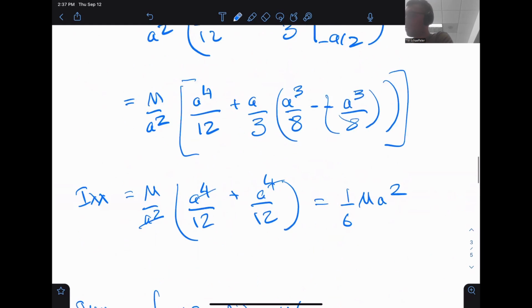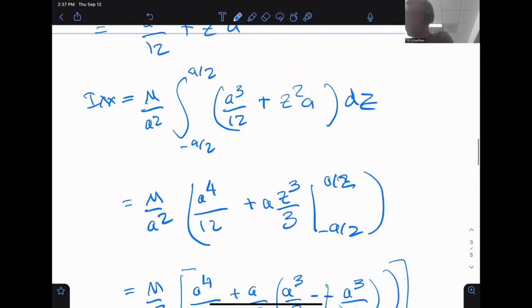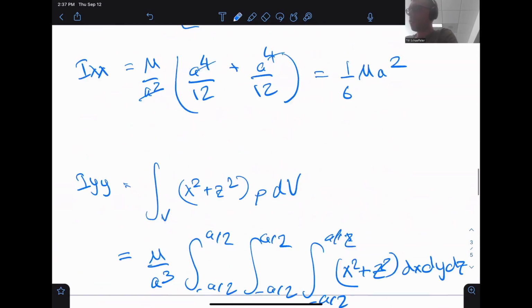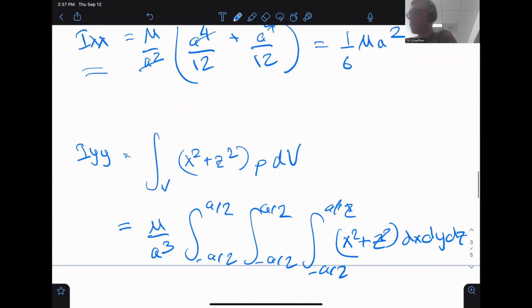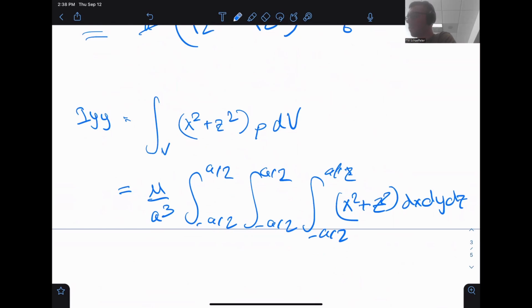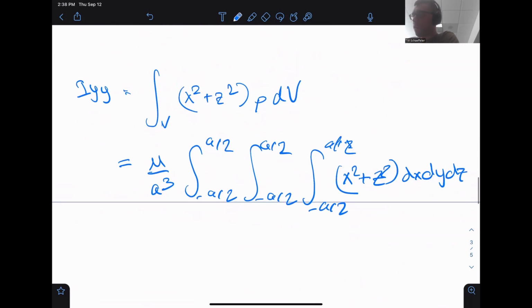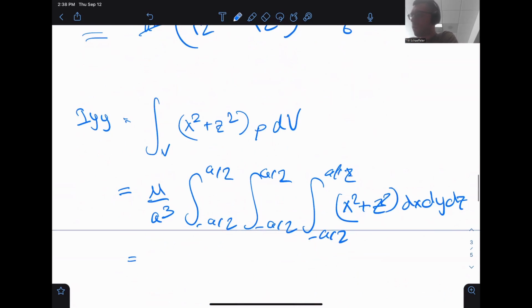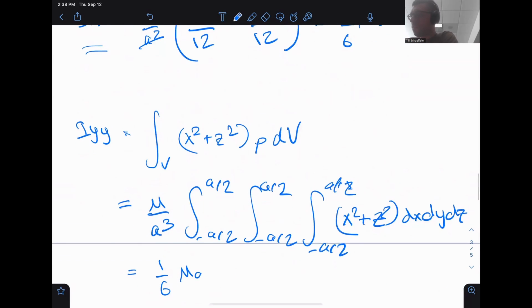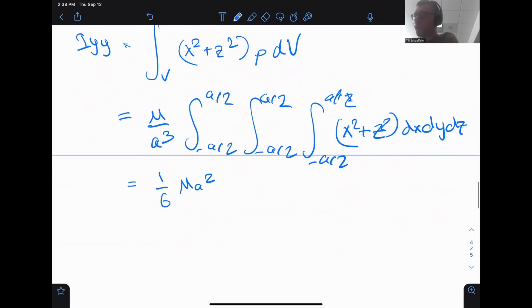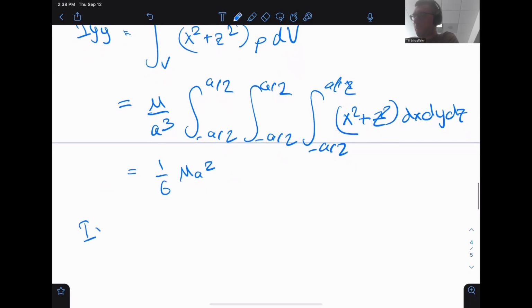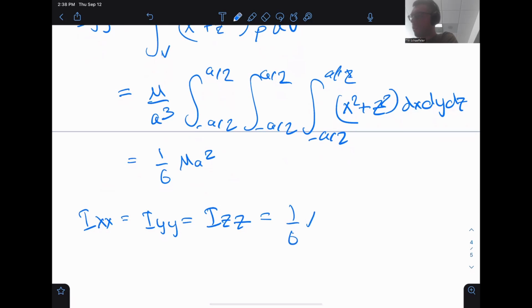You can do these three integrals again if you want to, but if you work it out, it's going to be the exact same three integrals as Ixx, just with a change of variable, or just changing the order that you do these integrals in. So Iyy is equal to 1/6 m a squared, just like Ixx, and so is Izz. So all the diagonal elements are the same.